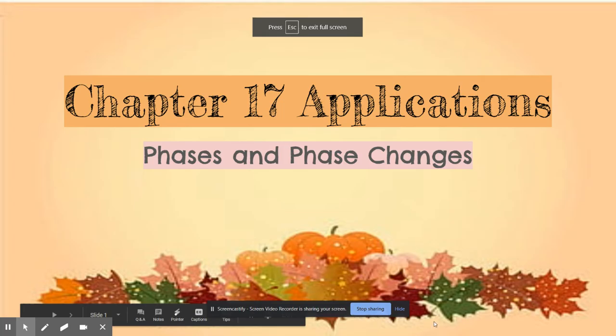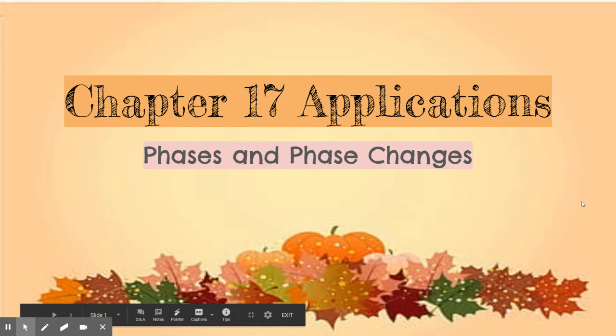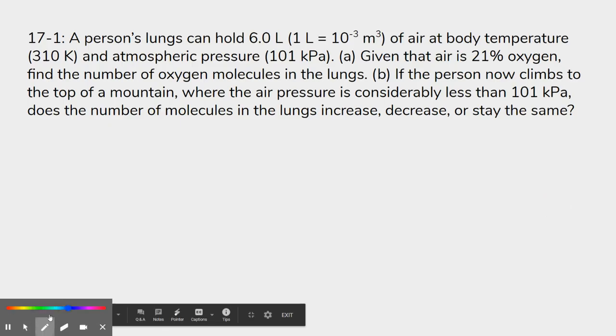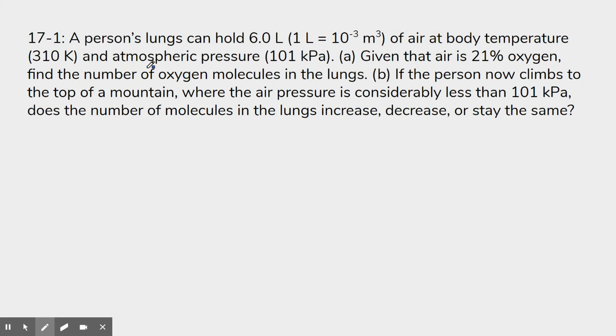All right, this is chapter 17, applications, and these problems will be all about phases and phase changes. So let's get started. We see here that we're looking at a person's lungs, and we've been given the volume of the lungs, body temperature, which is T, and pressure, P.